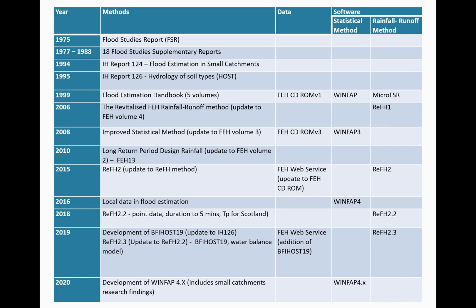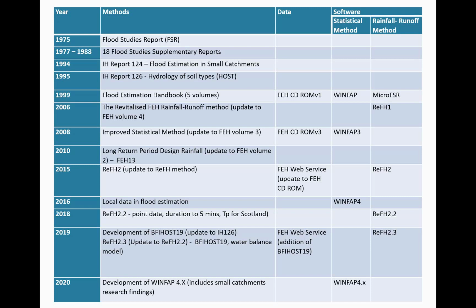So I always think it's useful to look at the timeline of the development of the flood estimation methods in the UK. This started back in 1975 with the issue of the first flood studies report. Over the next decade, a further 18 flood studies supplementary reports were published. In 1994 and 1995, the Institute of Hydrology published the reports 124 and 126. These were on flood estimation in small catchments and the development of the host dataset. In 1999, the Flood Estimation Handbook, as we know it now, was published.